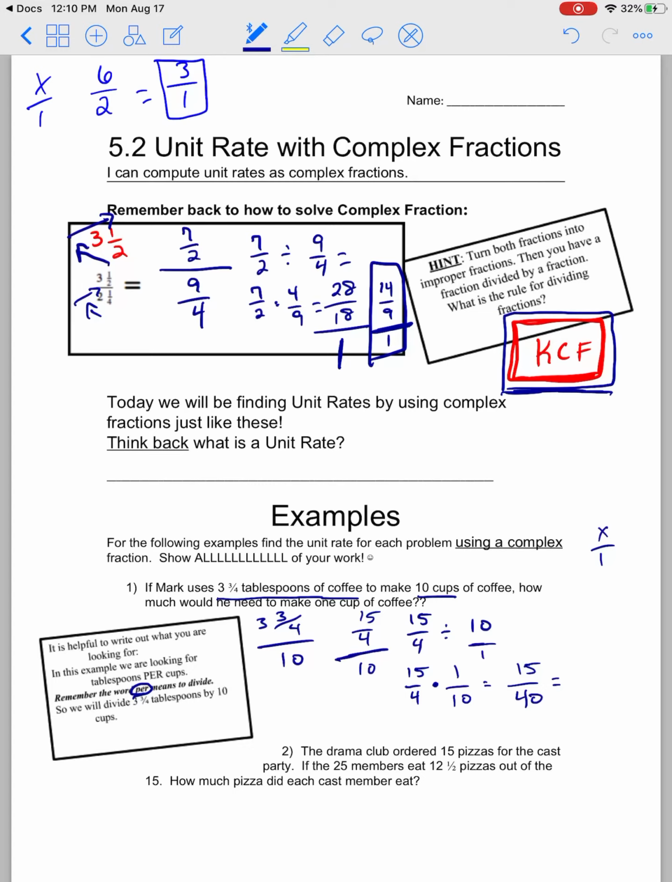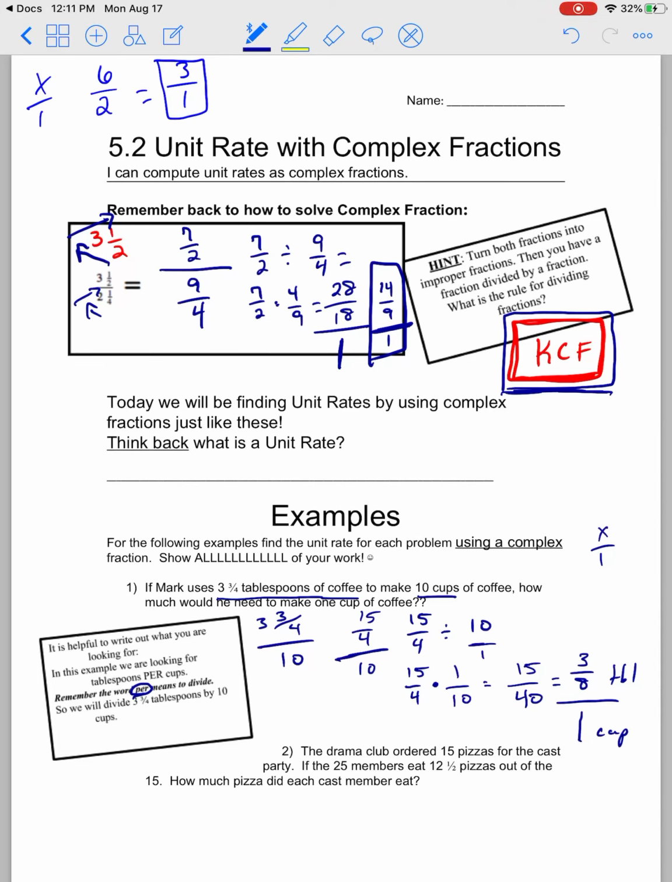We can simplify this. Divide both by 5, and you get 3/8. And your ratio is 3/8 to 1, or 3/8 tablespoon to 1 cup. There you go. Now, let's take another look.